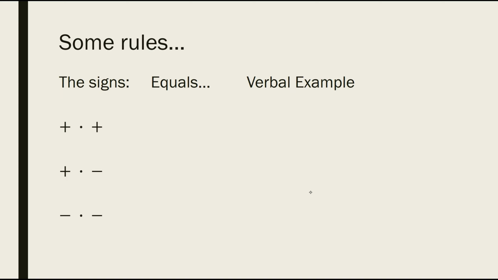Here are some rules. If you have a positive times a positive, hopefully you remember that that equals a positive. And our verbal example, because if we think about the English language, these rules make a lot of sense. So the verbal example is, if I say I am going to party, isn't that all positives in that statement? I am going to party. And doesn't that mean that I am, yes, in fact, going to party? Definitely.